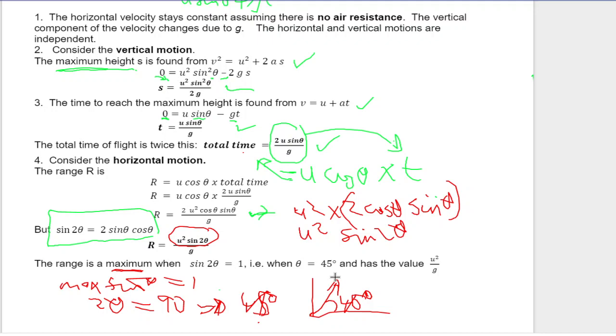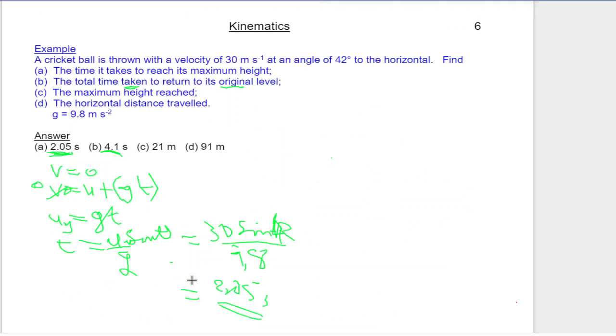Moving on to the next one, it says total time of flight. Remember, we said to the maximum height, you multiply by 2 to get the total time of flight. So it is 4.1 seconds.